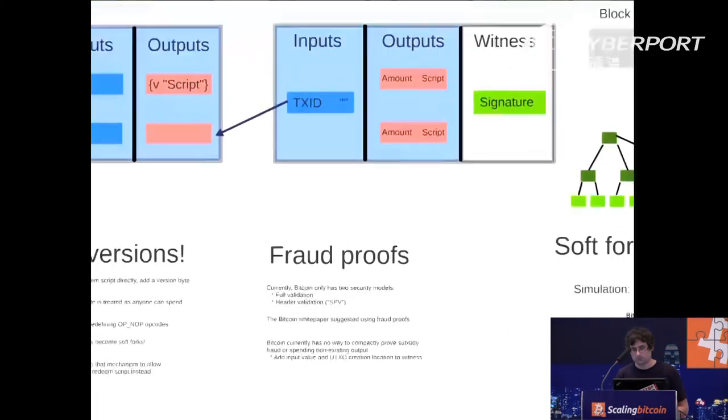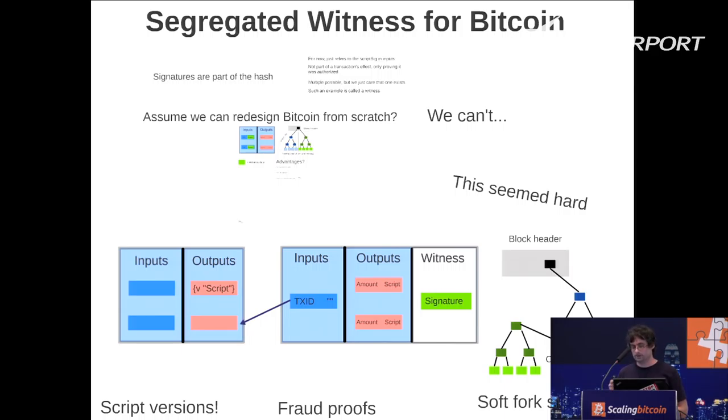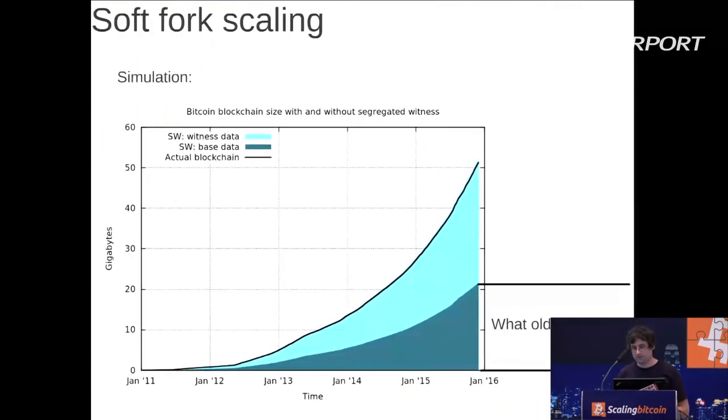Okay, so importantly, it also allows us to do soft fork scaling. And this is perhaps the most remarkable thing. Namely, all of what I've been talking about is implemented as a prototype, so it's not quite ready for production right now. So I did a simulation of what a block size would look like if we had switched to such a model from the start.